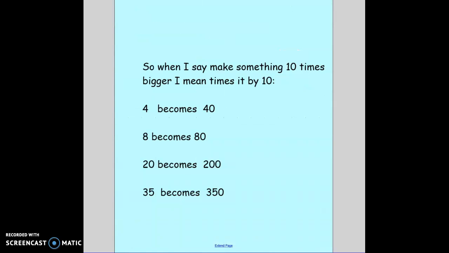There it was, just set out a little bit on a squared paper. This explains a little bit about multiplication by 10. So when I say something is 10 times bigger, it means times it by 10. 4 times by 10 becomes 40. 8 times by 10 becomes 80. 20 times by 10 becomes 200. 35 times by 10 becomes 350. Those numbers, you can imagine, they've all moved up one column, and we need our extra digit, our extra zero, to make that calculation complete.